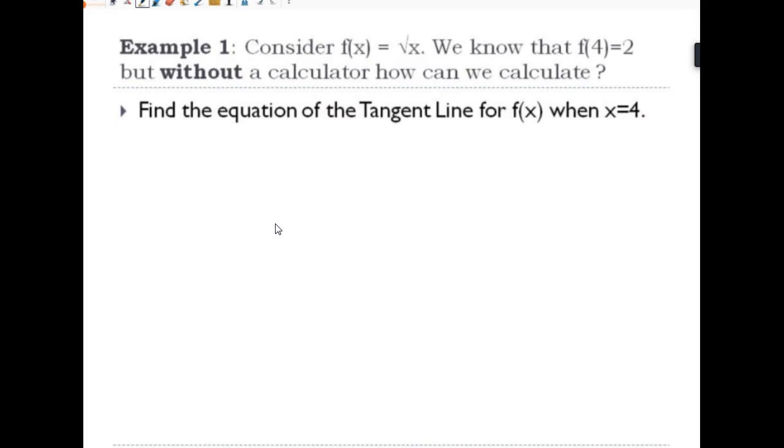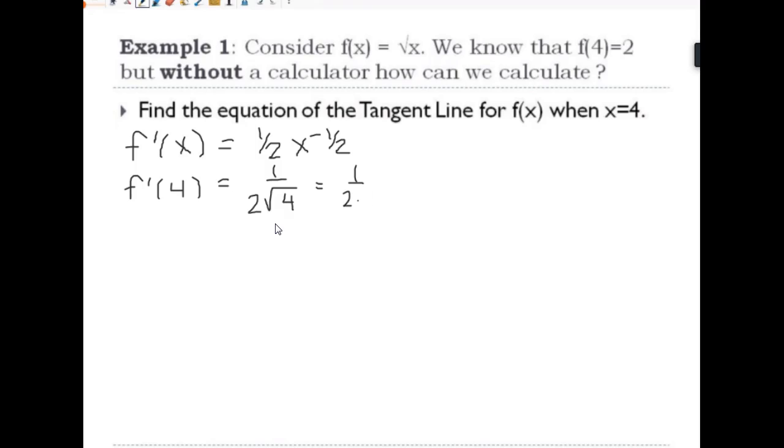So f of x is the square root of x. In order to find the equation of the tangent line at x equals 4, I need to know what f prime of x is at x equals 4. So f prime of x is 1/2 x to the negative 1/2. f prime of 4 would be 1/2 times the square root of 4, or 1/2 times 2, which is 1/4.